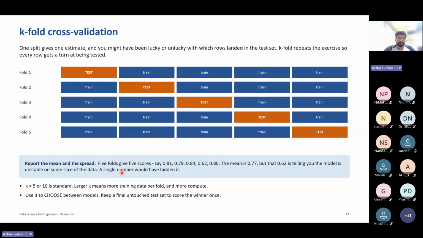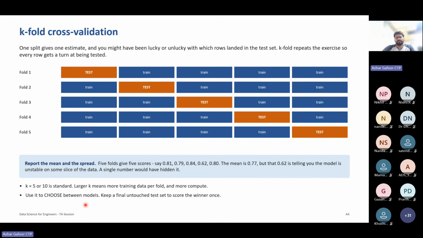We might think, let's say we have done our split and on the third split it gave a very good result. But if our real data is something like 0.62, then whenever we test on real cases, it is going to give a very bad result. So usually k equal to 5 or 10 is a standard value to be used. A larger k means more training data per fold, and we need to do more experiments.